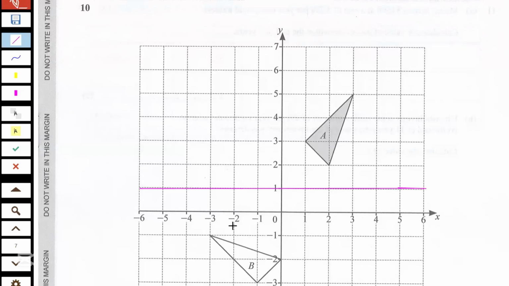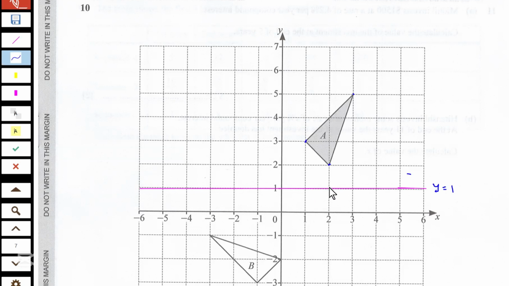Now, to reflect this image, the object A, given a mirror line of y equal to 1, I will count the number of units, the distance from the mirror line to each of these vertices, okay? And then reflect the objects.